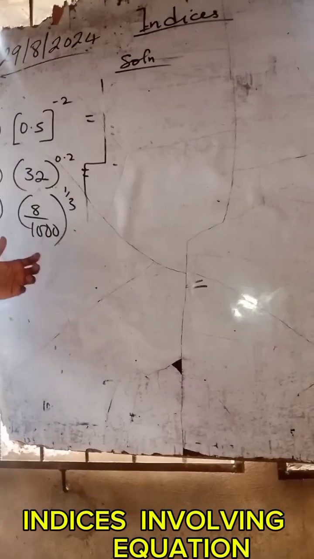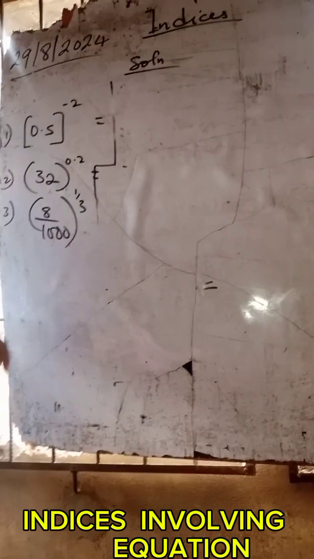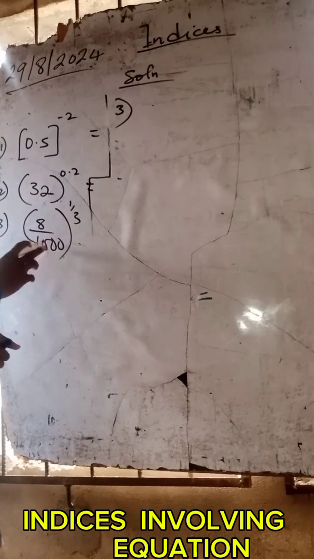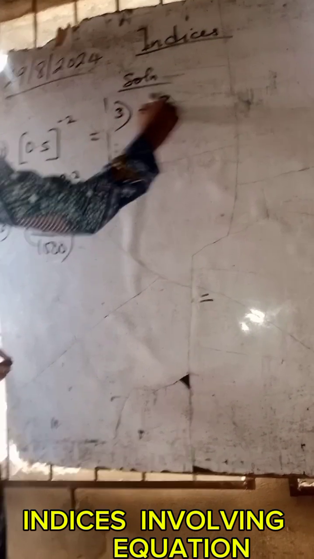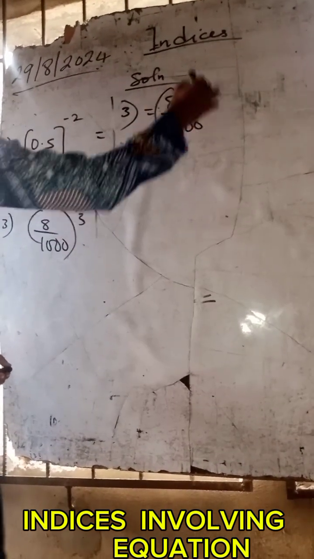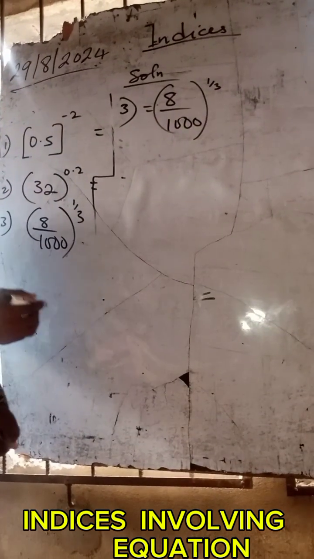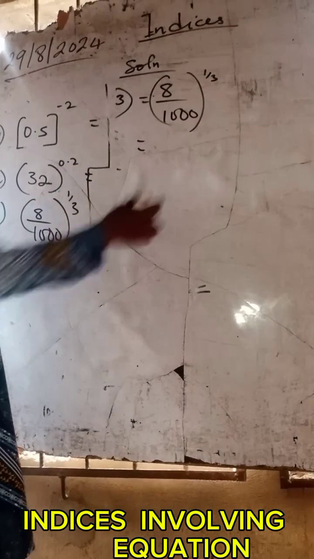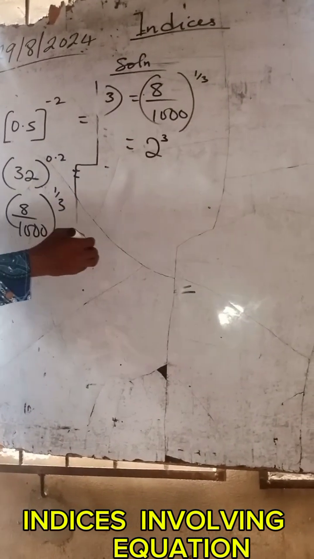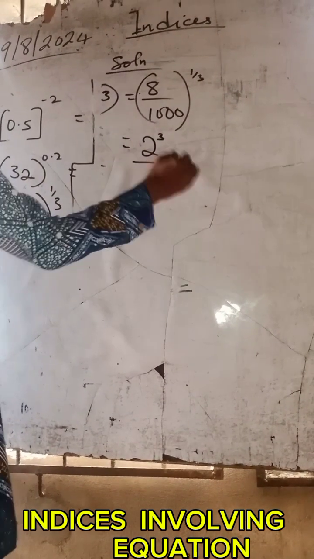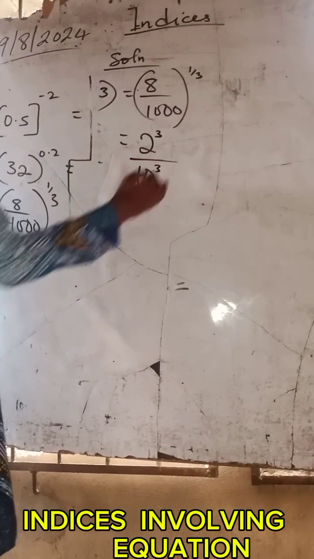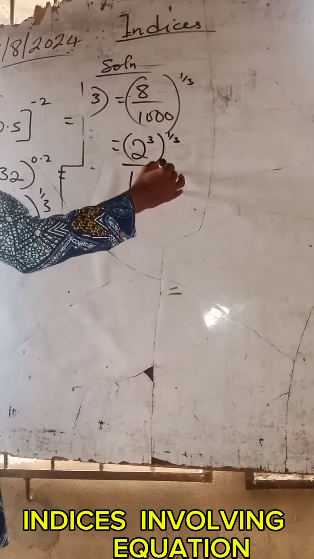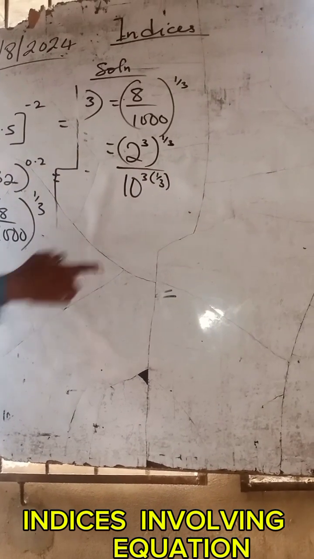But we're still on indices. Now, if you look carefully at question number 3, let's go. Take note. Our question is 8 over 1000 raised to the power of 1 over 3. Please take note, all we need to do is to convert all these values to index form. When you convert 8 to index form, 8 is the same thing as 2 raised to the power of what? 3. Are we there? 2 raised to the power of 3. And 1000 is 10 raised to the power of what? 3. Are we there? So this is raised to the power of 1 over 3, and this is also raised to the power of 1 over 3. Hope we are there.